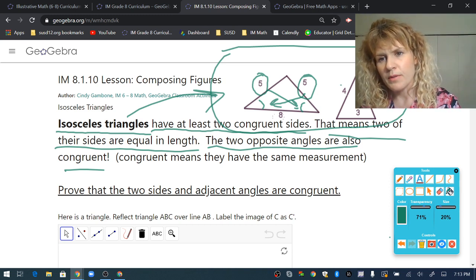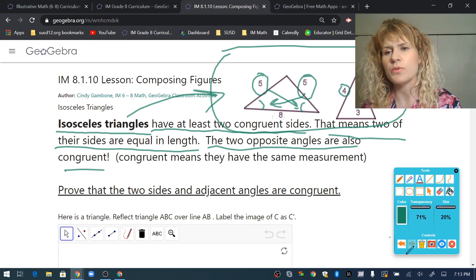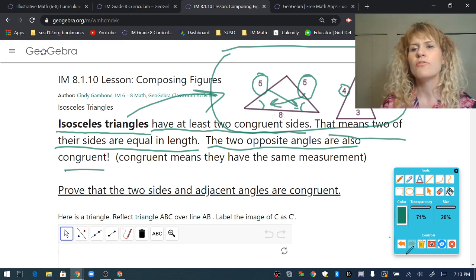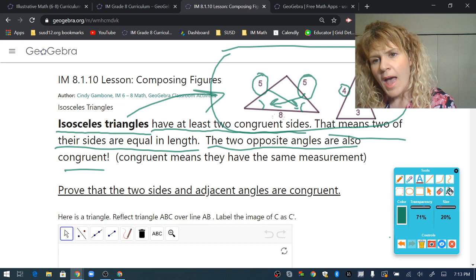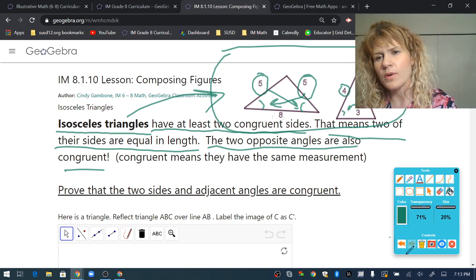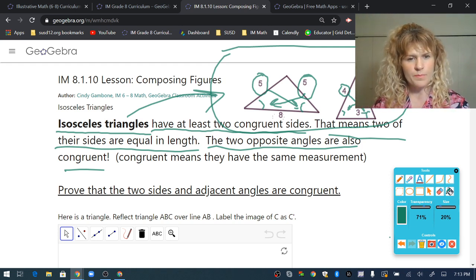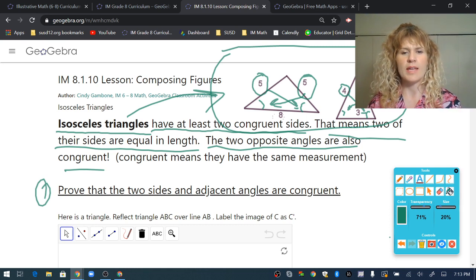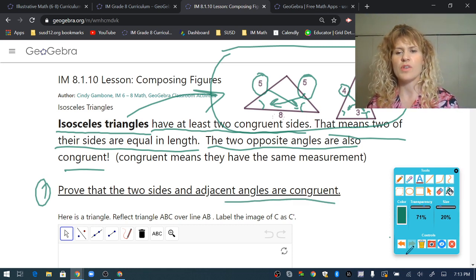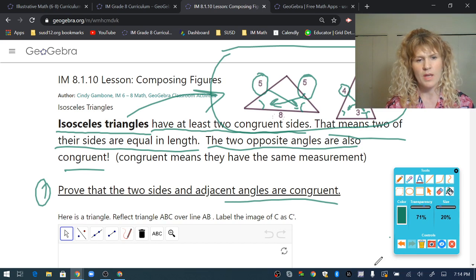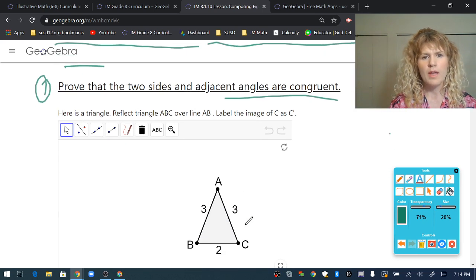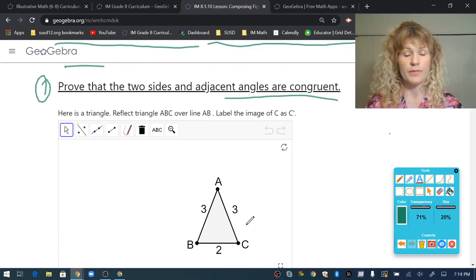Another example, this isosceles triangle has two congruent sides. They are each 4 units. And the opposite angles are also congruent. That means they have the same measurement. Okay, let's prove that the two sides and adjacent angles are congruent. Look at the first example and follow the directions carefully.